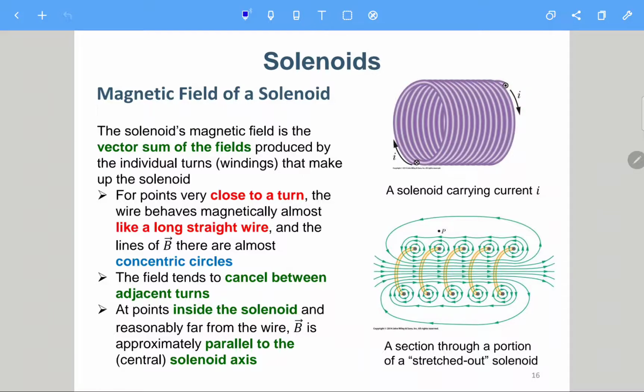Okay, so next we talk about solenoids. Here we have the magnetic field of a solenoid. Actually it's nothing but this one. This is a solenoid, so the current will be going like this, and actually it will generate a magnetic field.